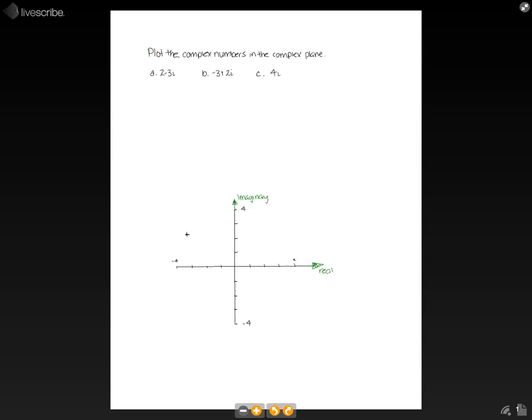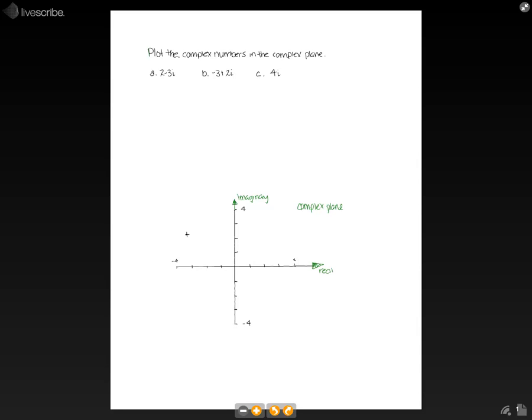This means that, for example, when we have a number like letter A, 2 minus 3i, where i is the imaginary number, not just the coefficient, we have to plot something on the real axis and something on the imaginary axis. This plot is called the complex plane. So make sure you remember that.